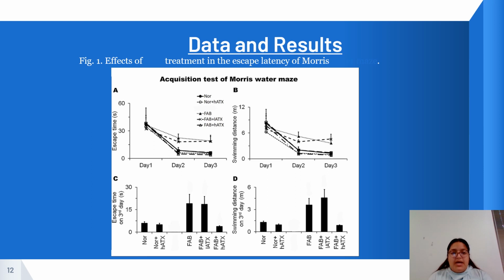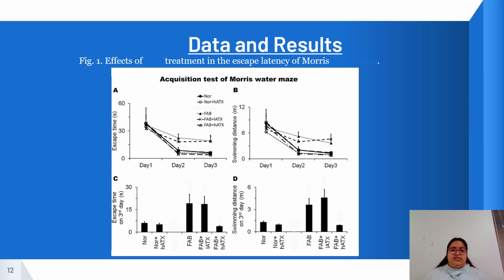In panel B, the swimming distance is on the y-axis and the days are on the x-axis, while panel C has the data collected on the third and final day. The y-axis has the escape time on the third day in seconds, while panel D has the swimming distance on the third day on the y-axis in the groups of lab rats there were.